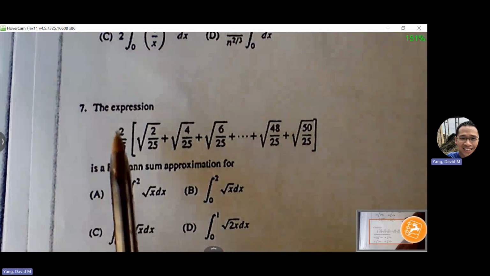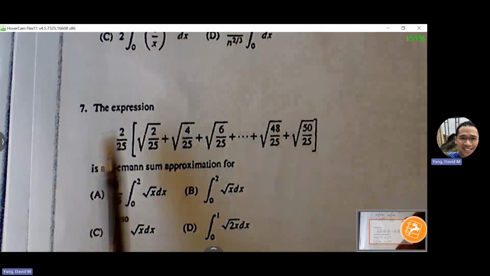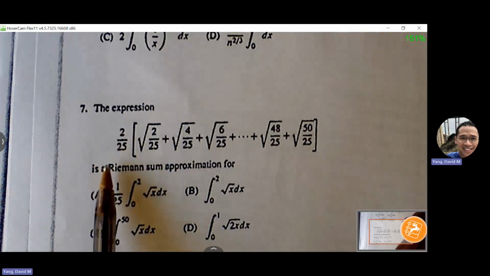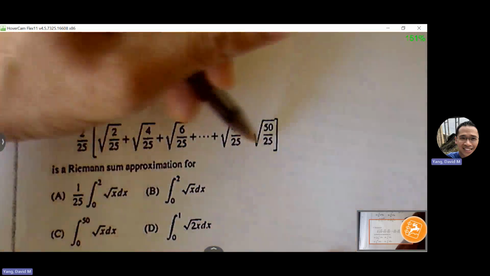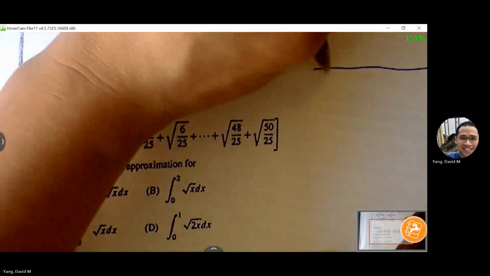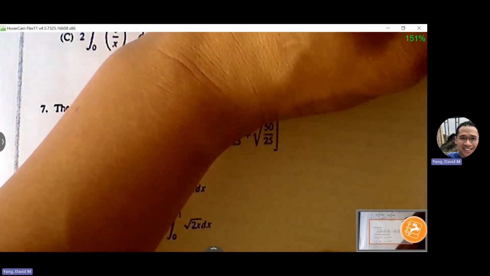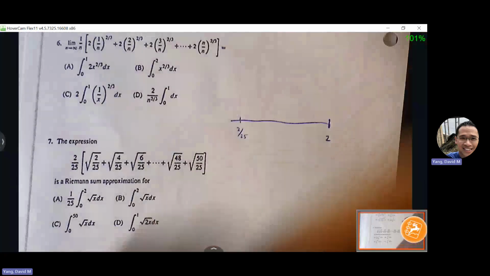The confusing part is you look at that 25, you feel like that 25 has to be involved somewhere in my interval, but it's just going to be some arbitrary number, right? This is probably saying that this is only 25 rectangles, right? You're going from 2/25 to 50/25, which is you're really just going up to 2, right? Because 50 over 25 is just 2.